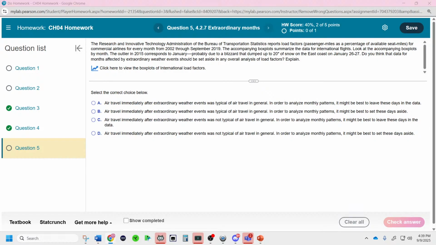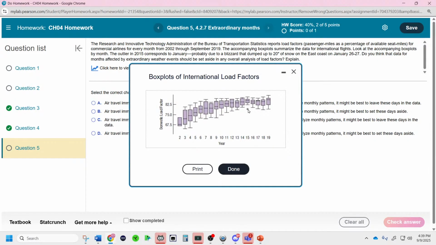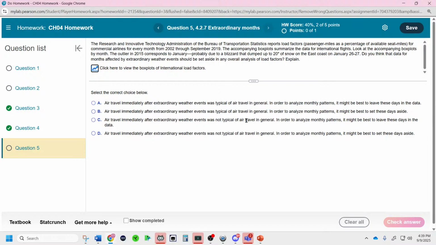Okay. So what we have right here is some box plots side by side with an aberration in year 15, 2015. These are the years with just the last number beside them. The series has been generally going up, and outliers are context dependent. So what we have right here is air travel after extraordinary events was not typical of travel in general. In order to analyze monthly patterns, it might be best to leave these data.